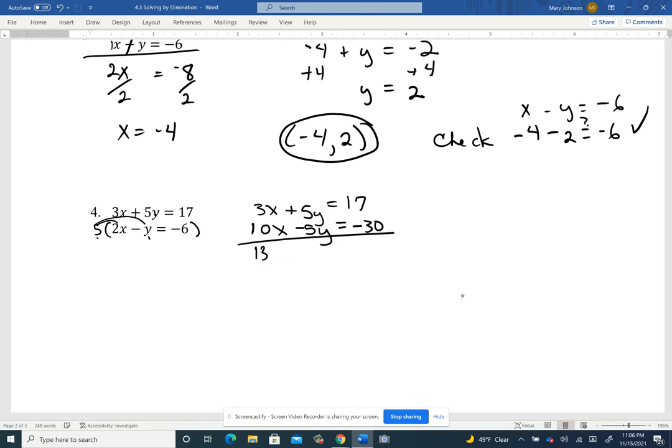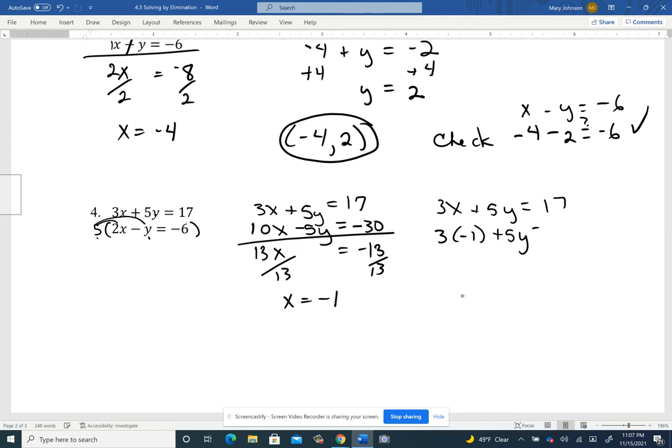Okay, so I get a 13x equals a negative 13. So when I divide by 13, x equals negative 1. Okay, so I could take either equation to find the y. I'm just going to take that first equation because everything's positive, plug a negative 1 where the x is, and keep going, working it out using our Chapter 2 skills.